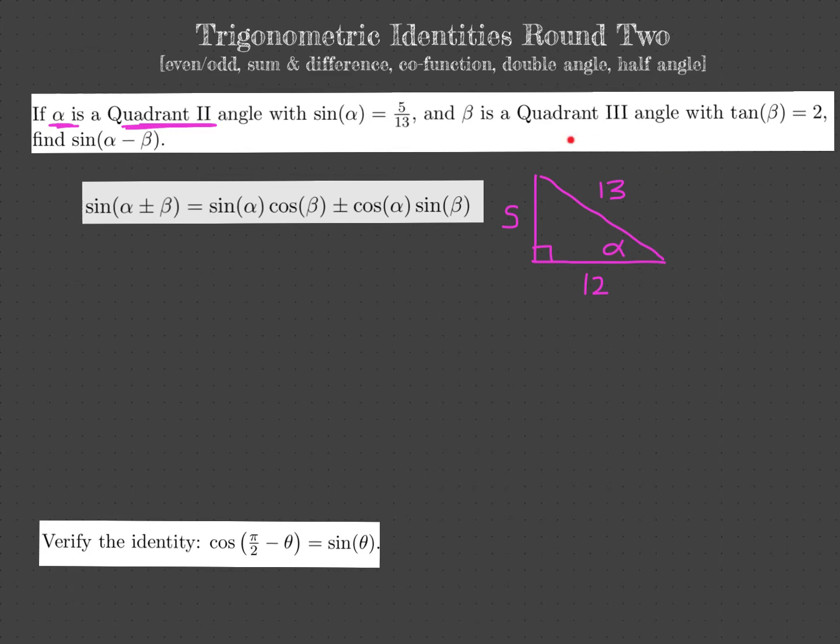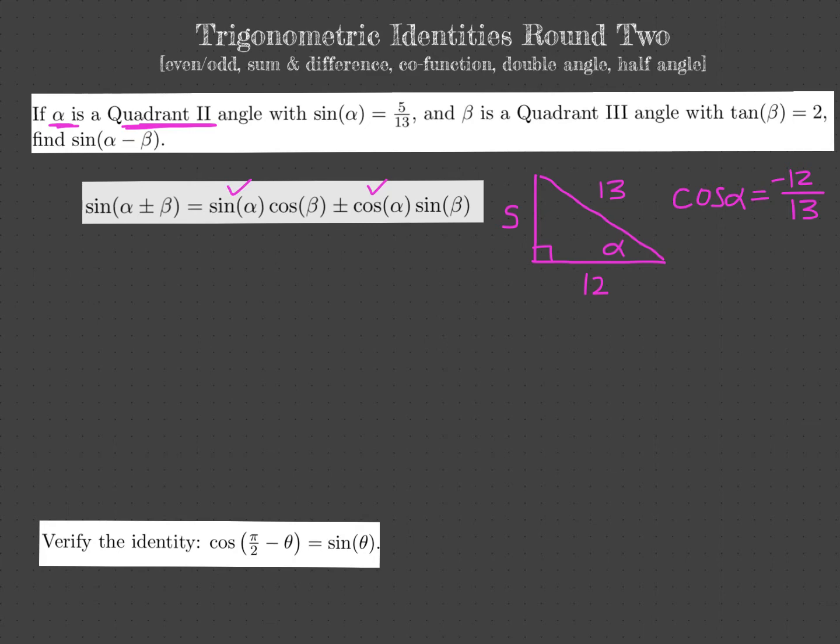I like to keep all the values positive on my right triangle and then figure out what the trig function should be, positive or negative. So it looks like we'll eventually need the cosine of alpha. The cosine of alpha would be negative 12/13, adjacent over hypotenuse, and since we're in quadrant 2, the cosine there is negative. So we know that the cosine of alpha is negative 12/13. We were given the sine of alpha already, so we have those two down.